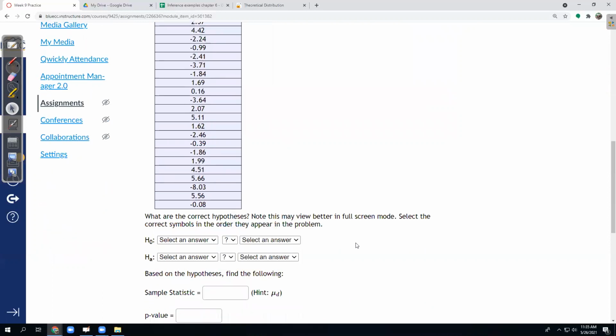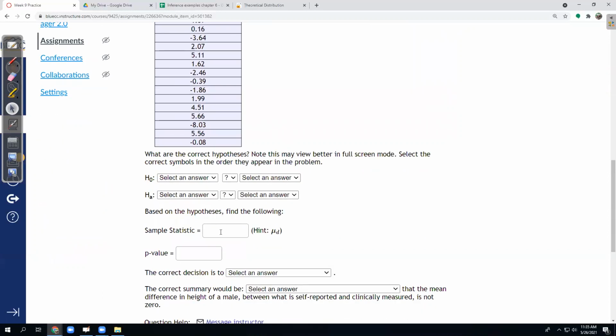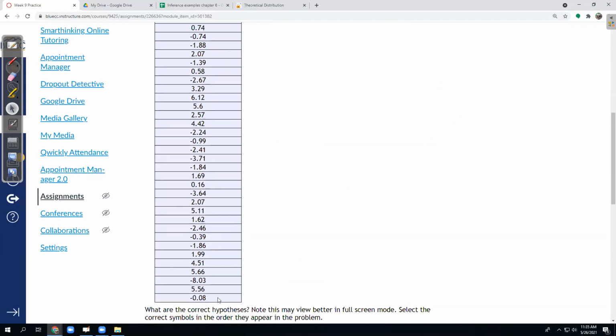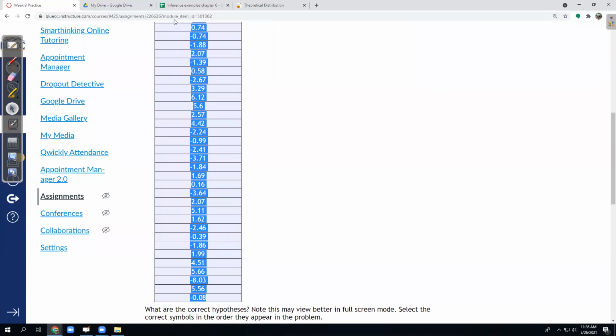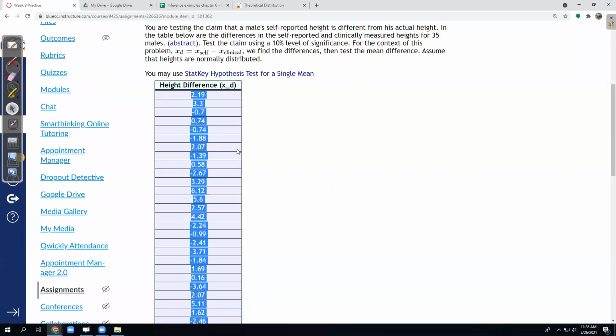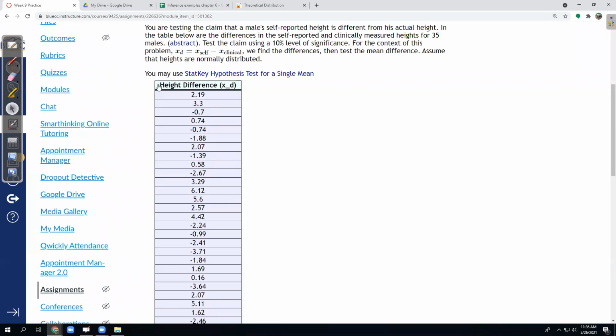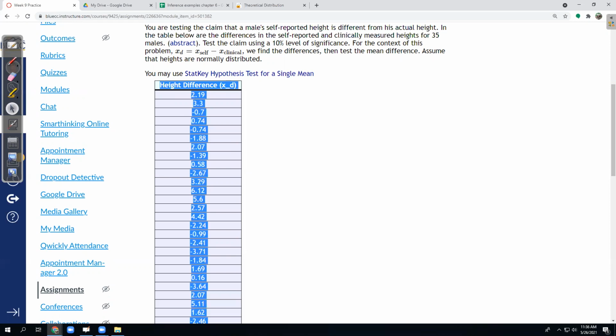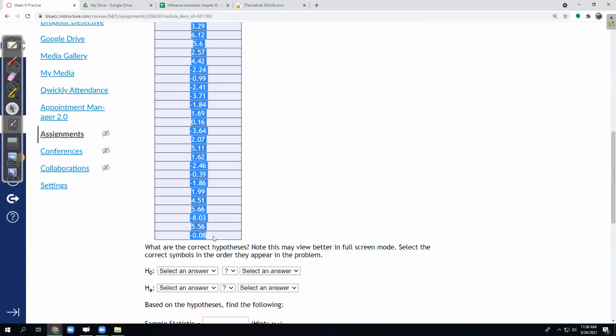All right, so then we have to decide on our hypothesis, our sample statistic, our p-value, and then we get to decide on our decision and our conclusion. There we go. So I want to highlight this data. I want to get it into my spreadsheet. I guess I can grab the title too, and I'll share the spreadsheet out with you.